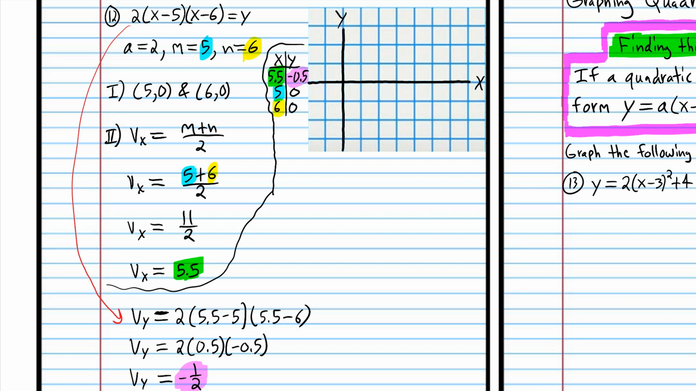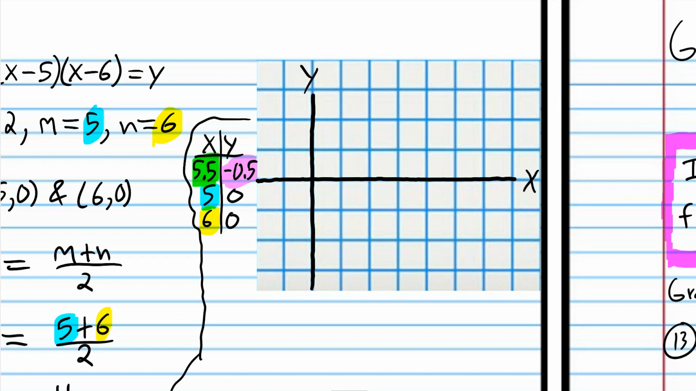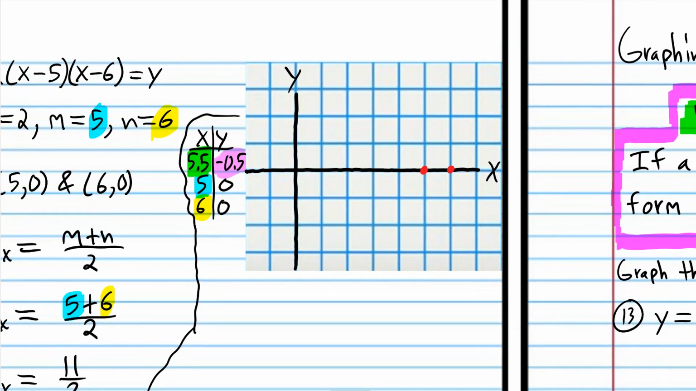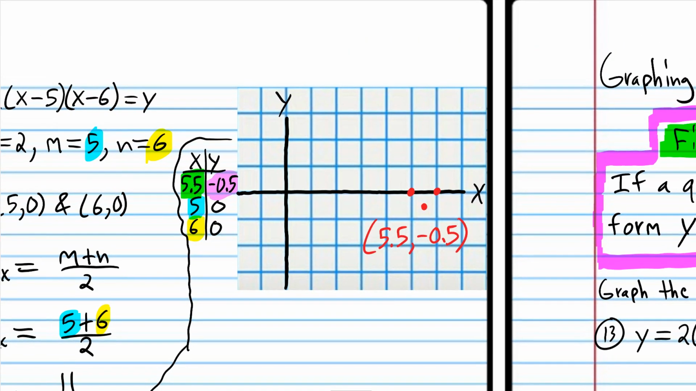Alright, so let's plot these points. 1, 2, 3, 4, 5. And 6 is here. And then our vertex is going to be out 5.5. So 1, 2, 3, 4, 5. And then 0.5, that's halfway. And then we go down 1/2. So our point is going to be right there. And that is 5.5, negative 0.5, however you want to write it. And we have 5, 0, and 6, 0.